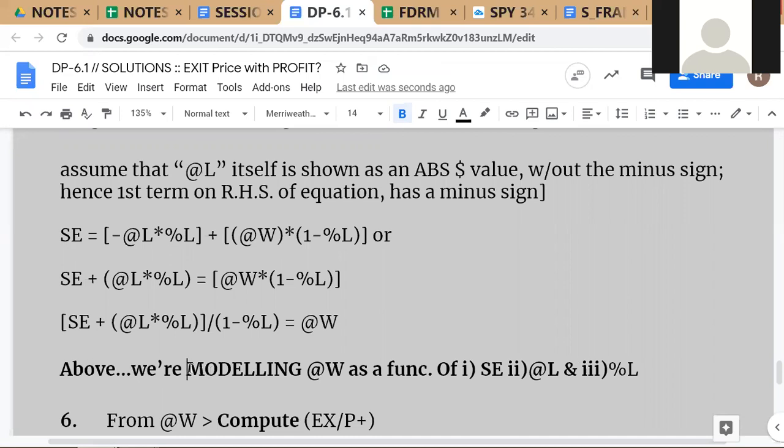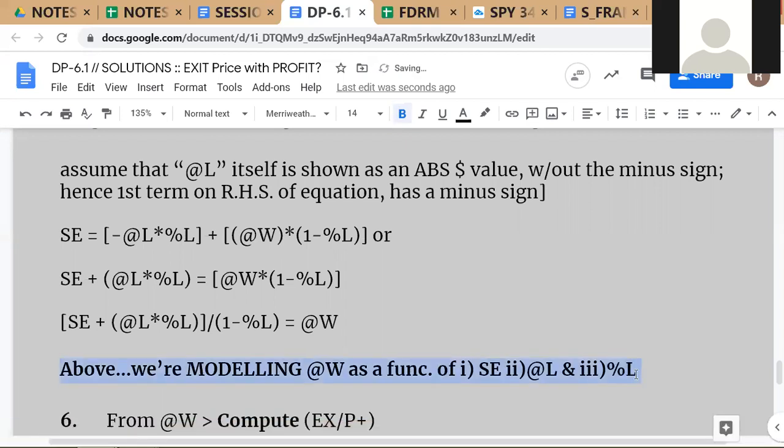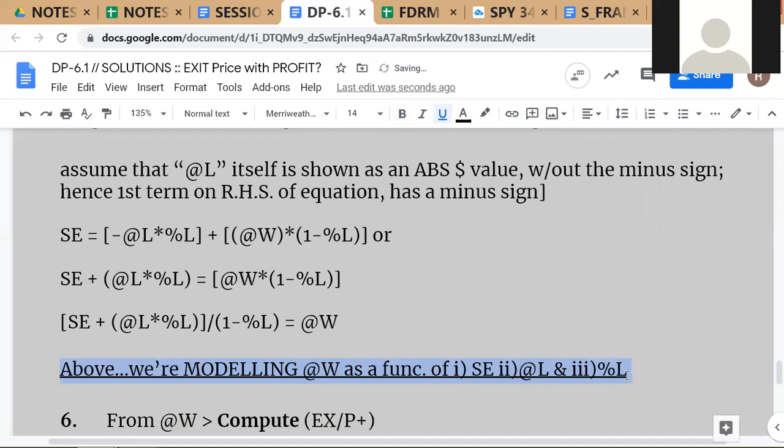So here what we say is we are modeling, although we put it on the RHS. Normally we like to put it on the LHS. You can flip it around. What we are doing here is we are modeling average win as a function of 1, 2, 3. What we model is the dependent variable, and these are the independent variables. Make sure you get the language clear to understand how the language is used.